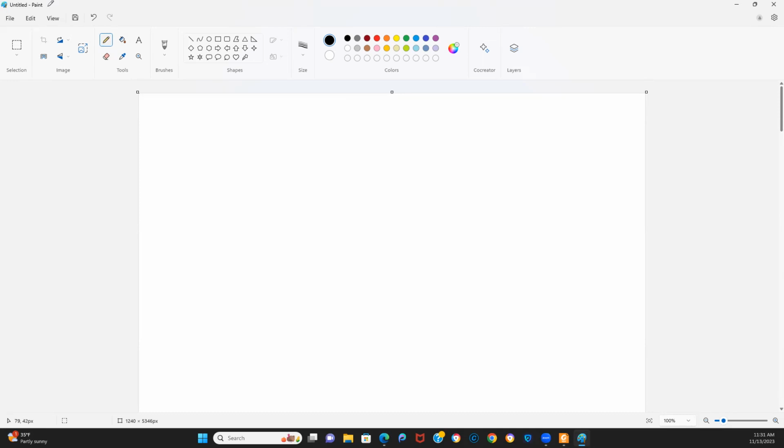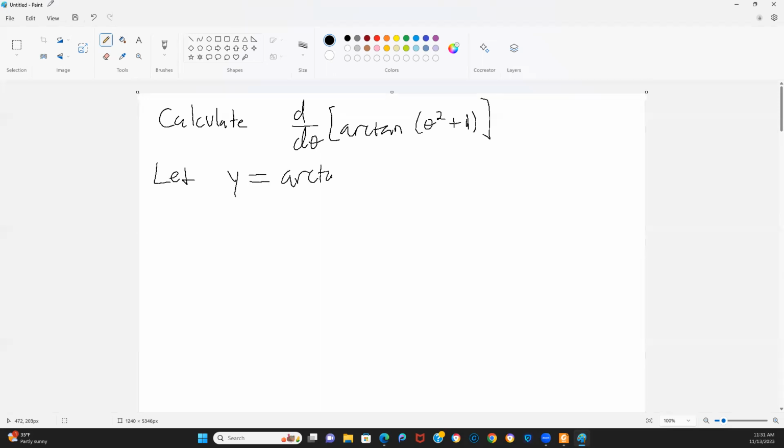So let me just write down what we want to do. We want to calculate the derivative of arctan of theta squared plus 1. And again, you can easily derive the derivative of arctan if you don't remember it. It's tangent of y equals x, and I'm going to go through the exact same steps I just did for the arc cosine.